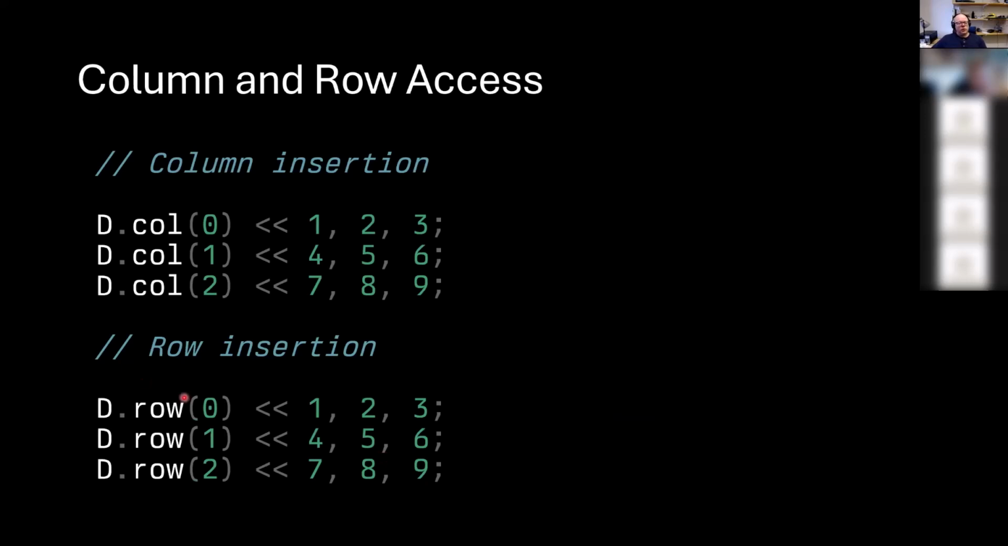There are also methods for accessing the columns and rows directly. So if you want to assign columns certain values, you can do d.col and then you specify 0. Also note that if you are used to MATLAB, everything in Eigen is 0-based. So here I assign column 0 the values 1, 2, and 3. And then there's the same thing here. You can do rows, d.row(0), and then you add the values to the row.